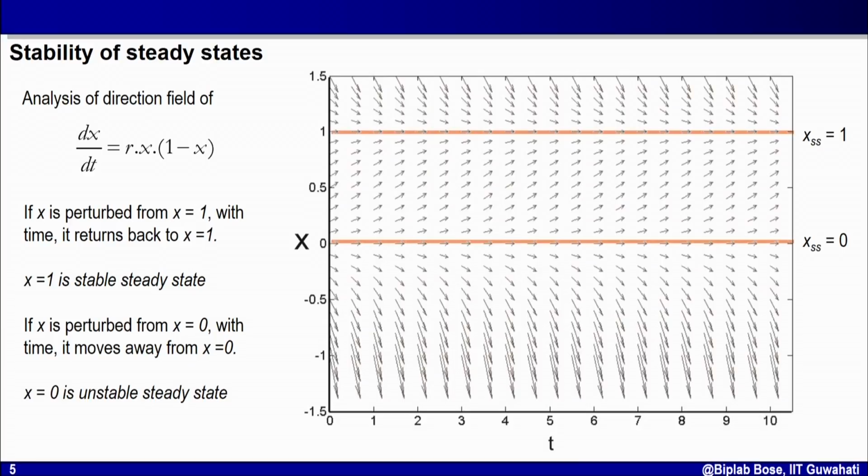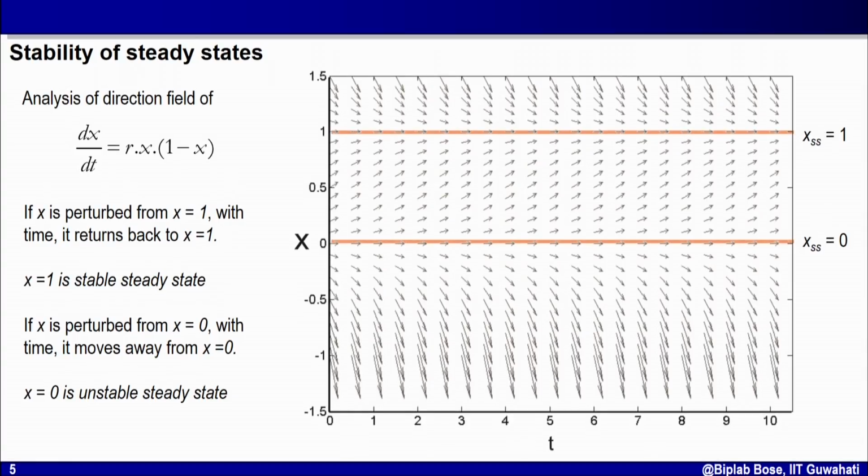If you remember, the direction field is nothing but a graphical representation of how the dependent variable changes with time. To draw a direction field, in the horizontal axis I have plotted time t, in the vertical axis I have plotted x, and I have divided the whole x versus t plane into equidistant grid points, and at each grid point I have drawn an arrow representing the derivative dx/dt, and I have filled this whole plane with those arrows, so I have a direction field.